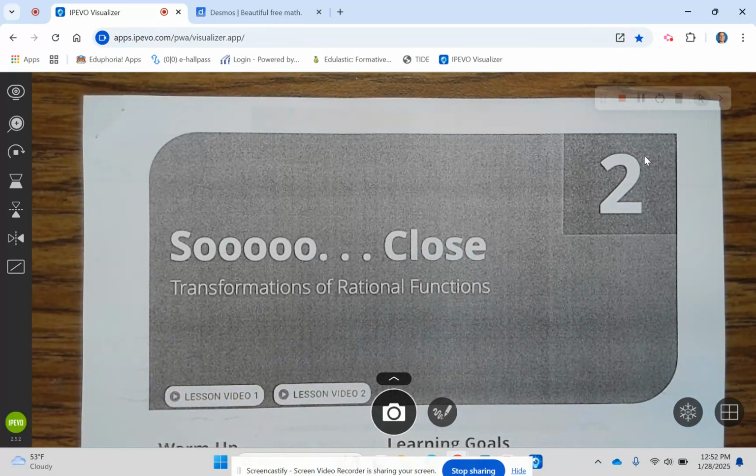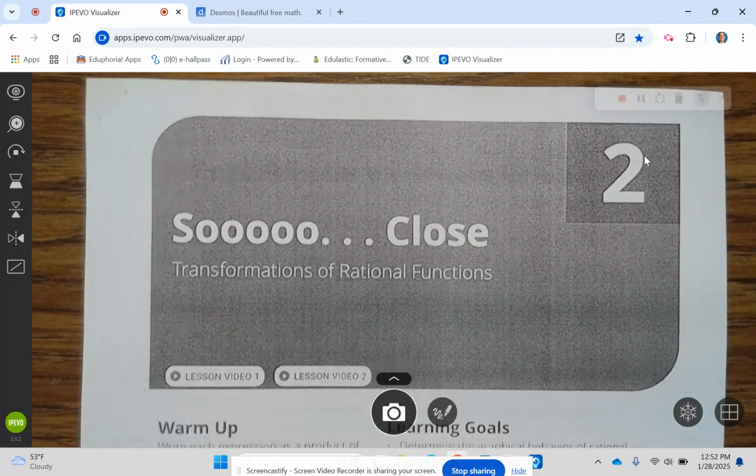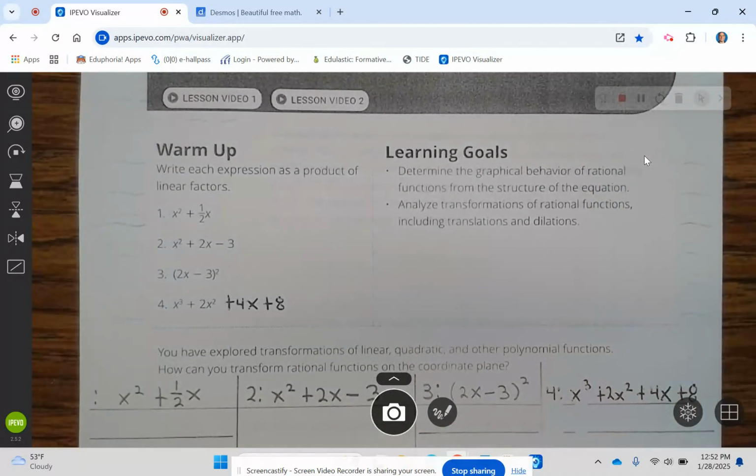Alright, so we're at 2.2. So close. Transformations of rational functions. Warm up. Write each expression as a product of linear factors.